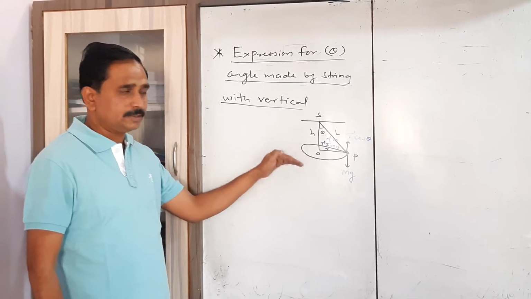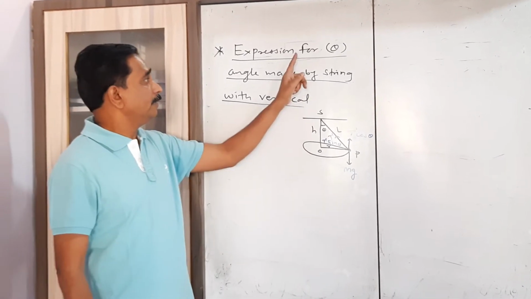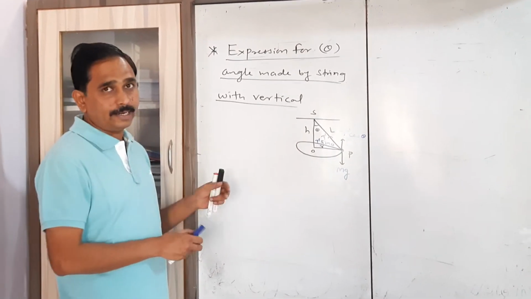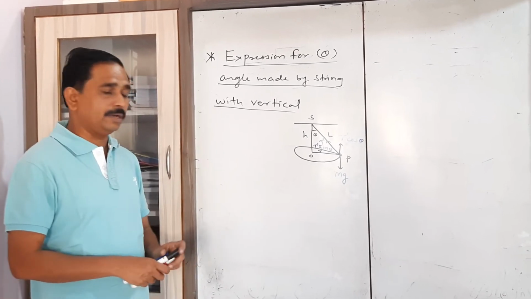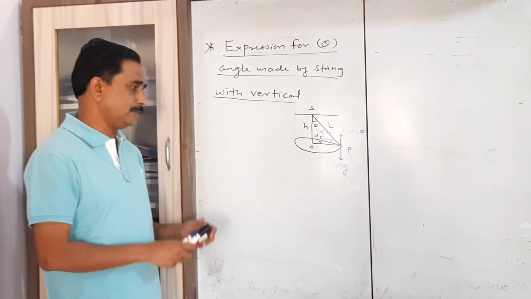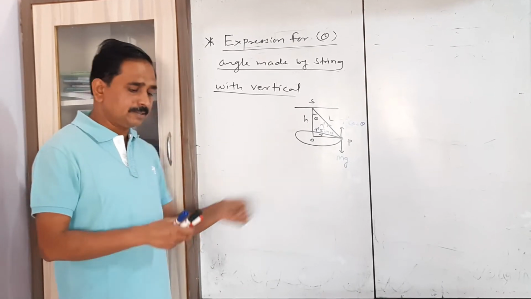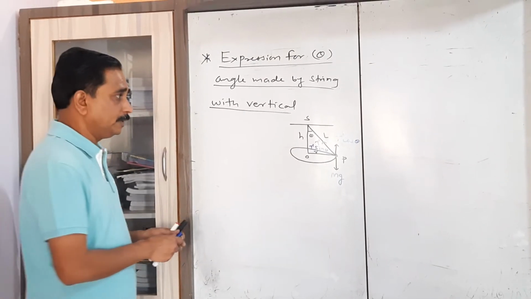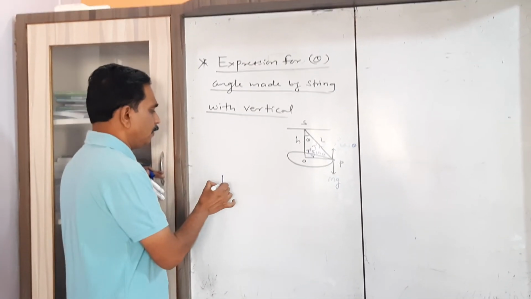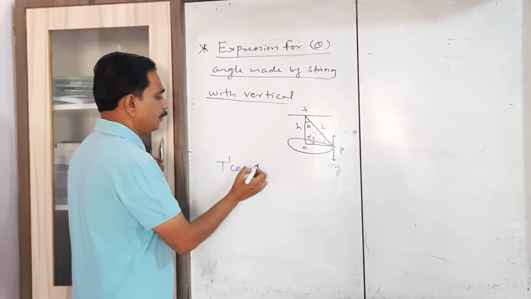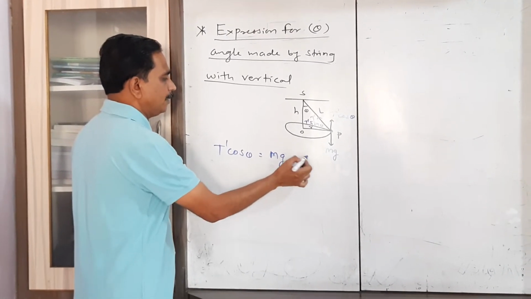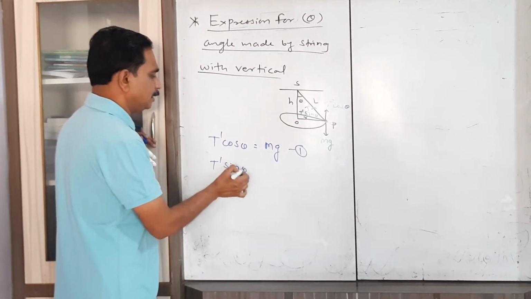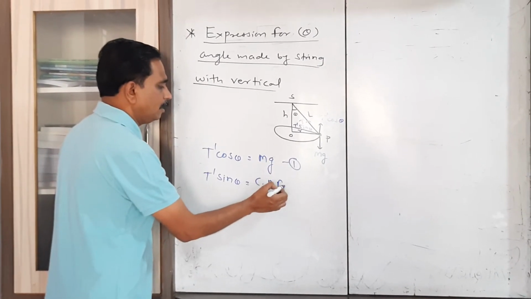Now let us consider the same topic. We can also find the angle made by the string with the vertical, because sometimes numericals can be asked on that formula, so this is also important. Again consider the same figure. Then consider the two equations: from the figure we have the vertical component T' cos theta equal to mg, and the horizontal component T' sin theta equal to centripetal force.